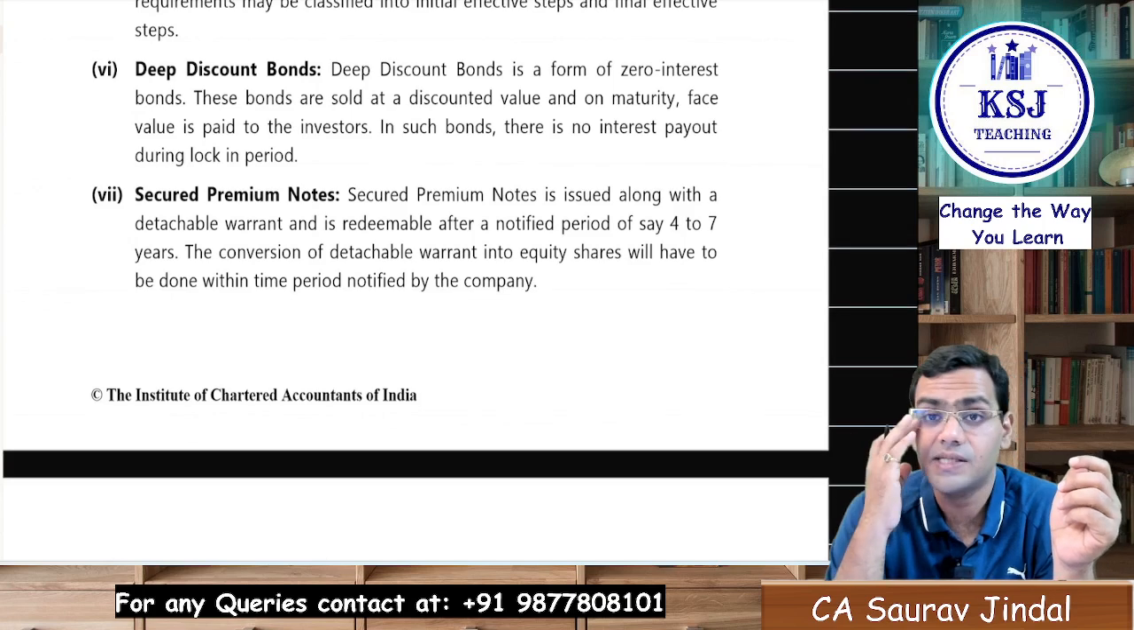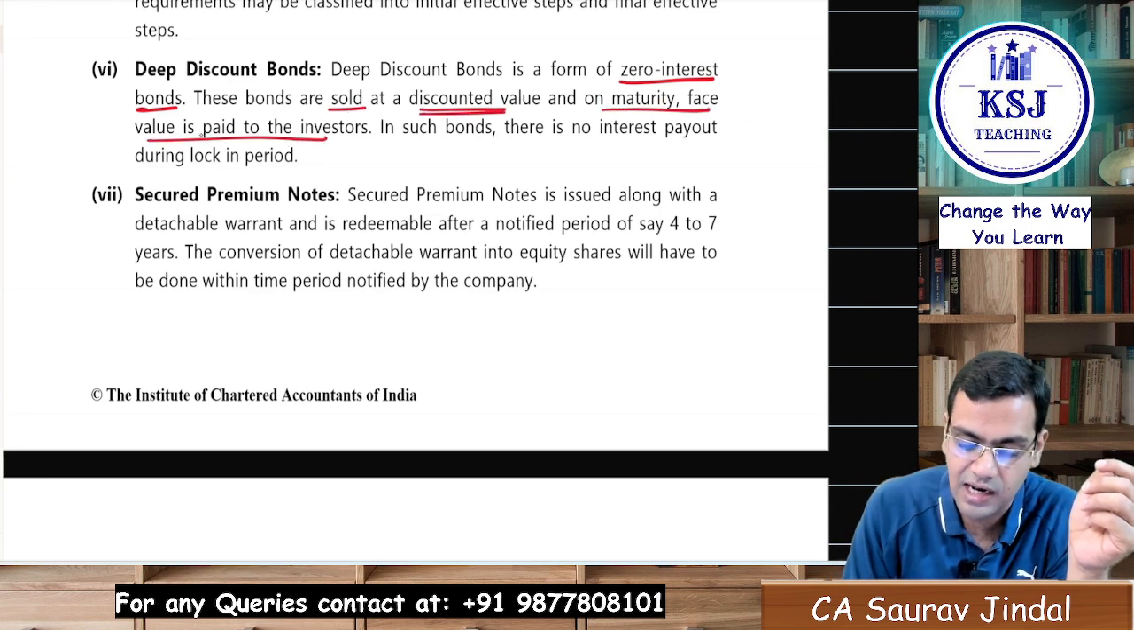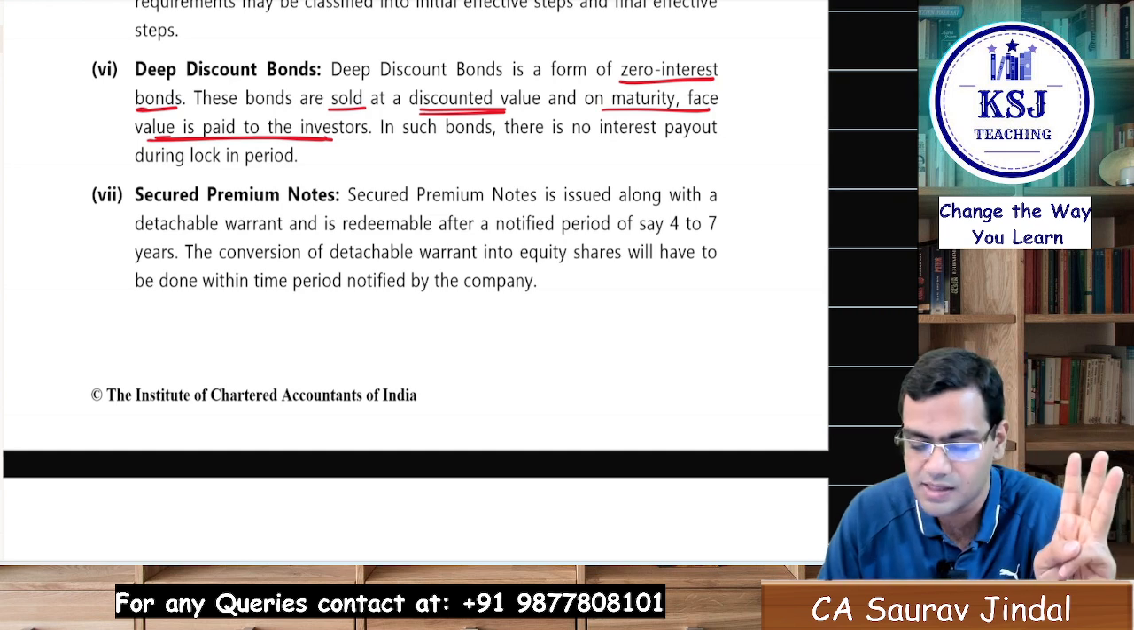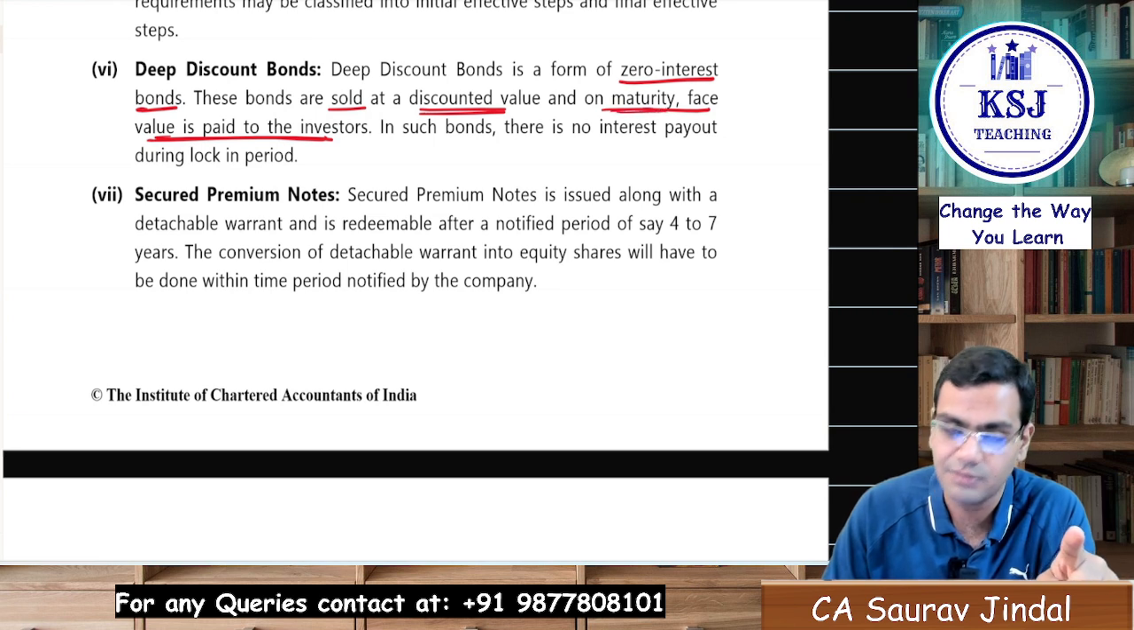Then deep discount bonds are the zero interest bonds. They are sold at a discounted value, and on maturity the face value is paid to the investor. So three things are important here: zero interest, no interest is to be paid; sold at a discounted value; and on maturity the face value is paid.